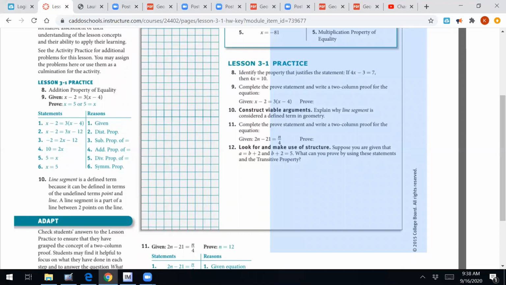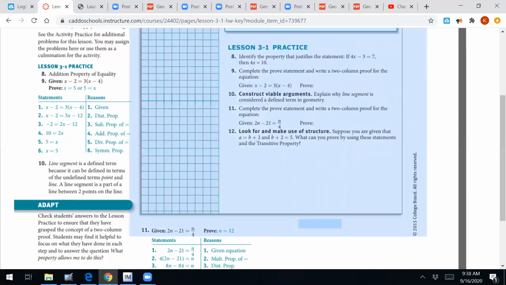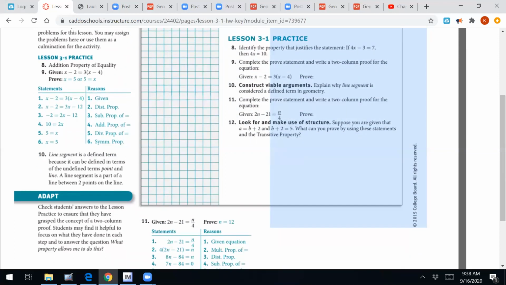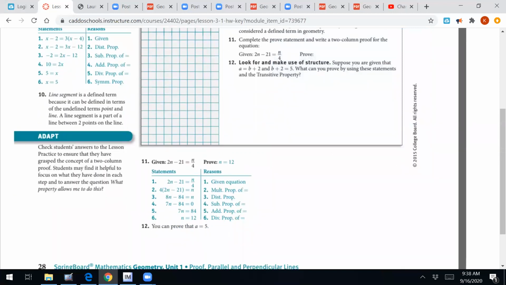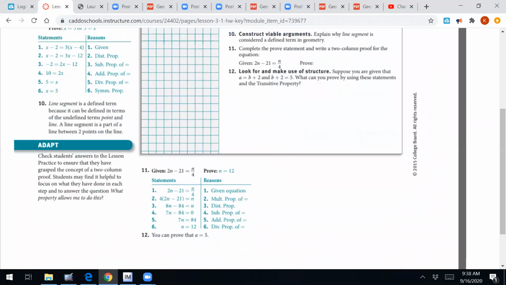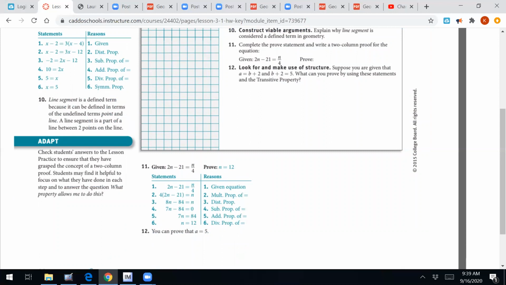Number 10 says, explain why line segment is considered a defined term in geometry. Well, it's a defined term because it uses an undefined term, line, to describe it. They said number 10, line segment is a defined term because it can be defined in terms of the undefined terms point and line. A line segment is part of a line between 2 points on a line. Number 11, complete the proof statement. Write a 2-column proof for the equation. You can see that there at the bottom. N equals 12 is what your proof statement is, and then there is an example of the 2-column proof.